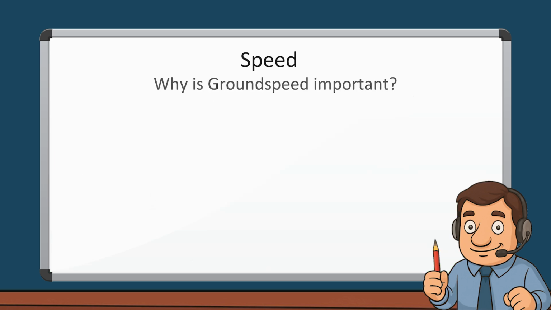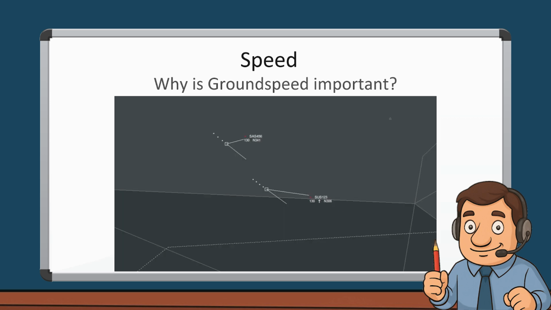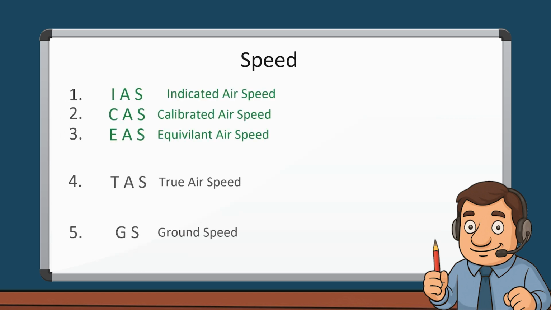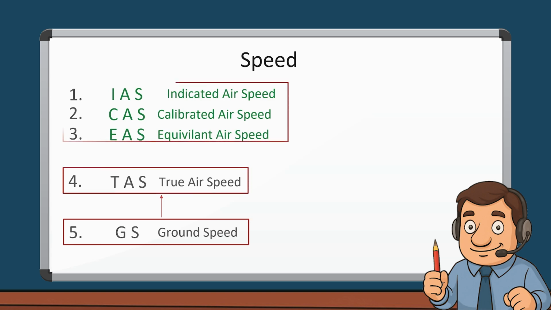So why is ground speed important? Because that's the speed you see on your scope. All you know is the speed from your radar and how fast he's moving over the ground. So you need to know the effects of wind to have the TAS, and then pressure and density to determine what indicated airspeed he is flying.